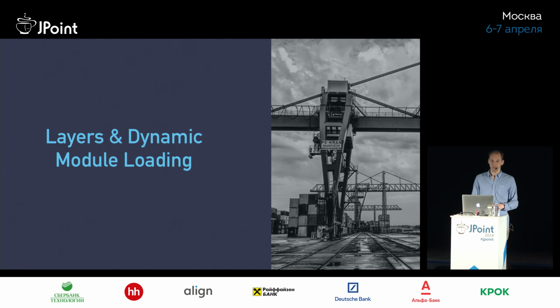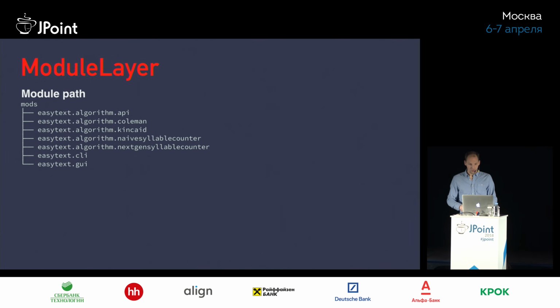And as I promised, we're going to look at how you can actually load code dynamically at runtime using the module system. Now, so far, our application just runs from the module path, and the module path contains all of our application modules. It will boot up. If something's missing, the module system will complain, so that's very nice. But if everything's there, the application will start, and these are the modules that are used.